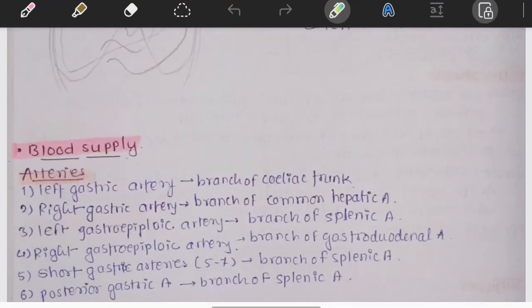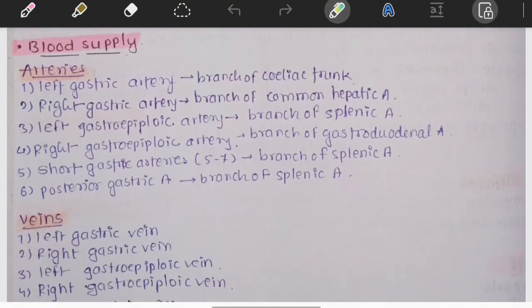Let's see the blood supply. Now here's the easiest way to understand it. The stomach lies in the territory of the celiac trunk.